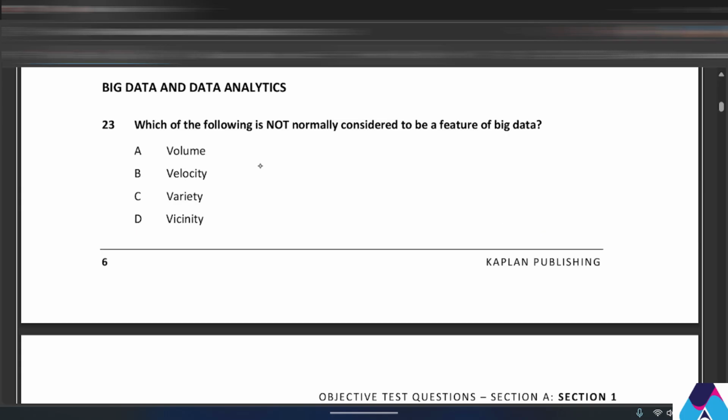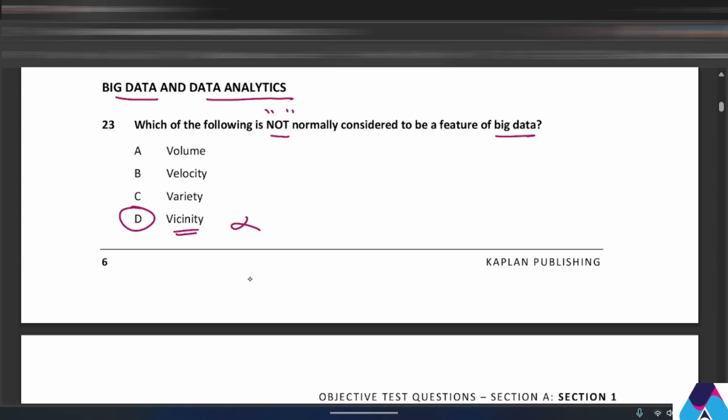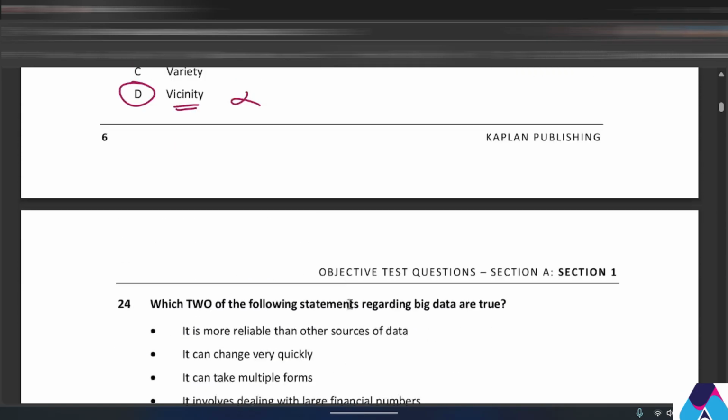Okay, now question number 23. It's basically related to big data and data analytics, right? So let's start. Question number 23 says, which of the following is not normally considered to be a feature of big data? Now, these kinds of questions are pretty easy because you already know the 5 V's: volume, velocity, veracity, variety, right? Now, vicinity is something that we have not studied. We have not even seen this word in the chapter. So vicinity is the odd one out, and that's how simple it is, right? Volume, velocity, variety, veracity, the 5 V's we know, but there's nothing like vicinity. Okay, so that was an easy one.